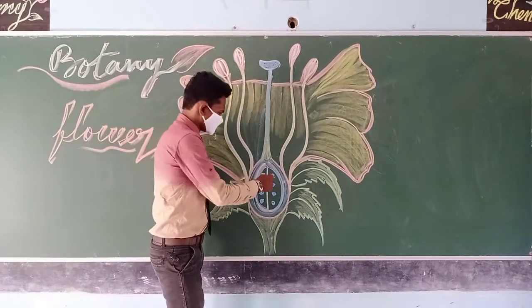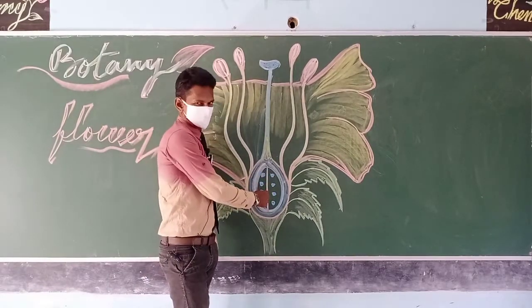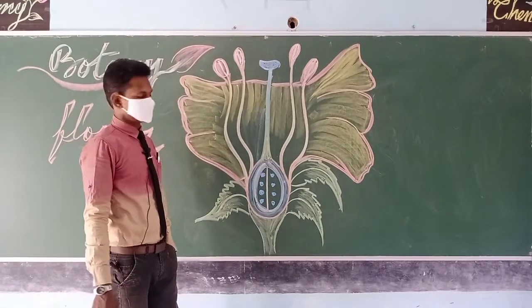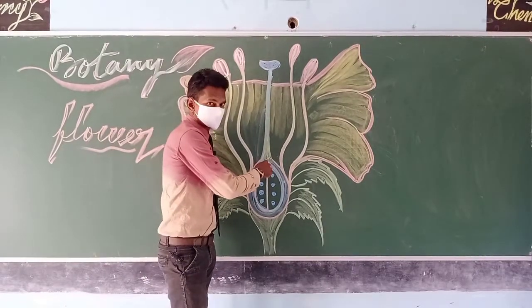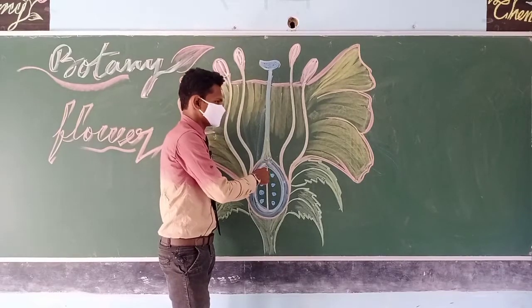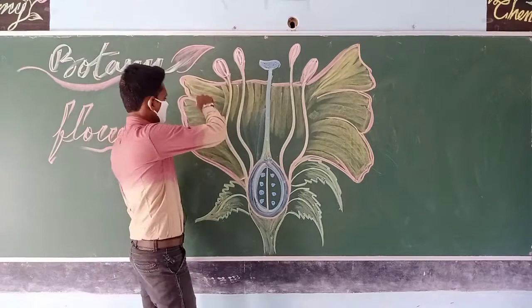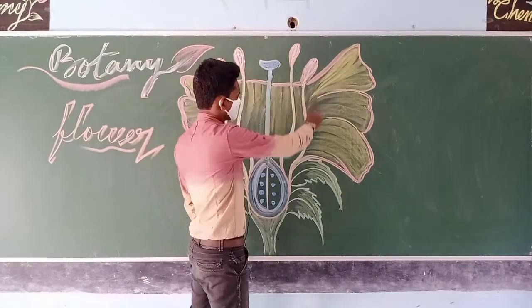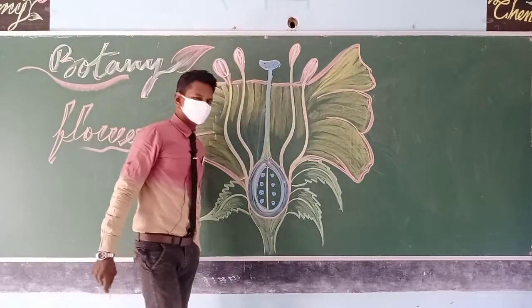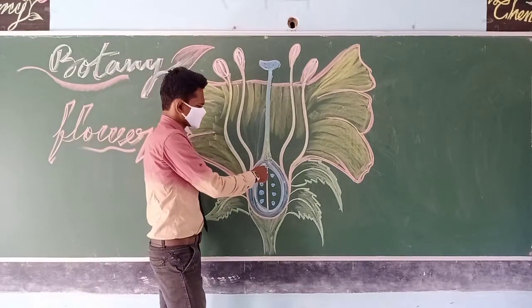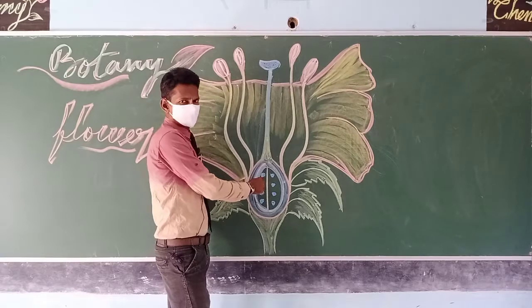Inside the ovary, ovules are located in their specific position. The location or arrangement of ovules is known as placentation. And the location and arrangement of the petals or corolla is known as aestivation. Here, ovules may be few or many.